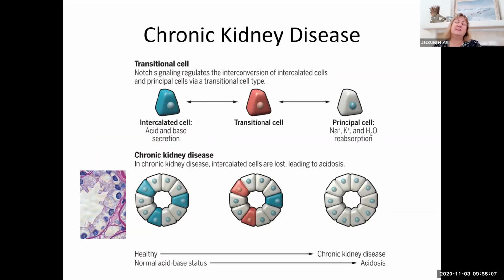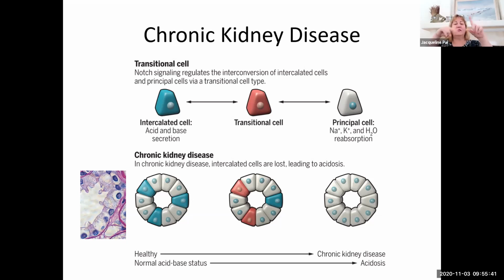So here's what happens in chronic kidney disease. Those intercalated cells, which are responsible for acid-base balance, will transition to a cell type called transitional cells because of the signaling changes that happen in chronic renal disease. And then after they're transitional cells, they will actually transition and become principal cells, meaning you will be losing your acid-base balance.